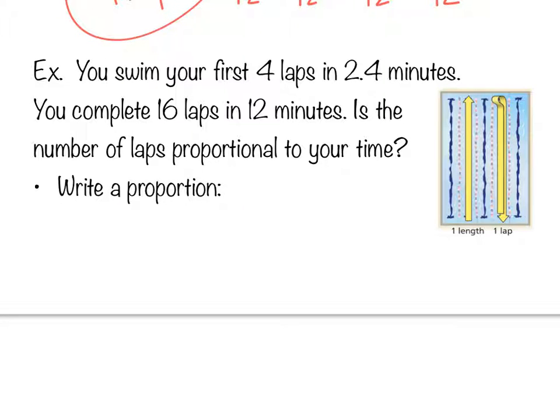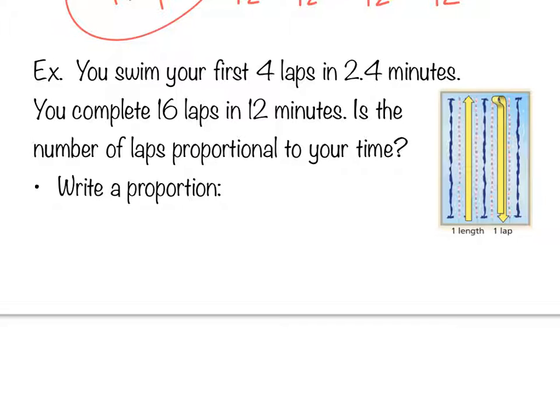All right, this next example says you swim your first 4 laps in 2.4 minutes. You complete 16 laps in 12 minutes. Is the number of laps proportional? So we have to write our own proportion for this one. So we can do either laps per minute or minutes per lap. We'll talk more about that later.